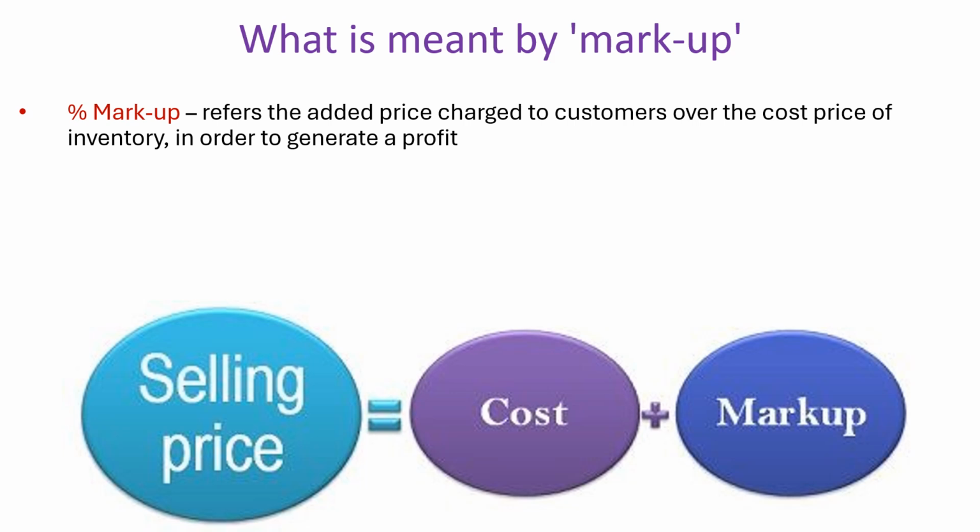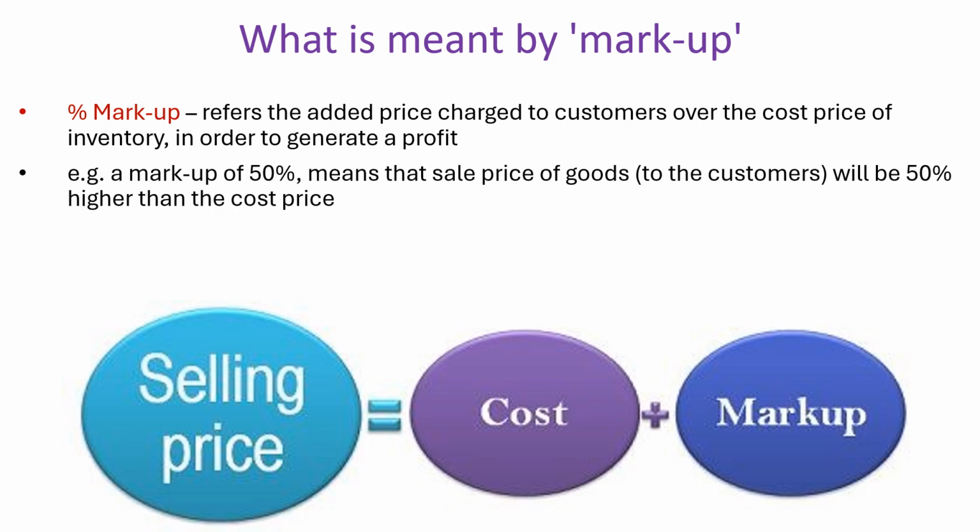It's the difference between the cost price of an item and the sales price of an item. And the reason why we have a difference between those two is to generate a profit, a gross profit. Let's start with a simple example.